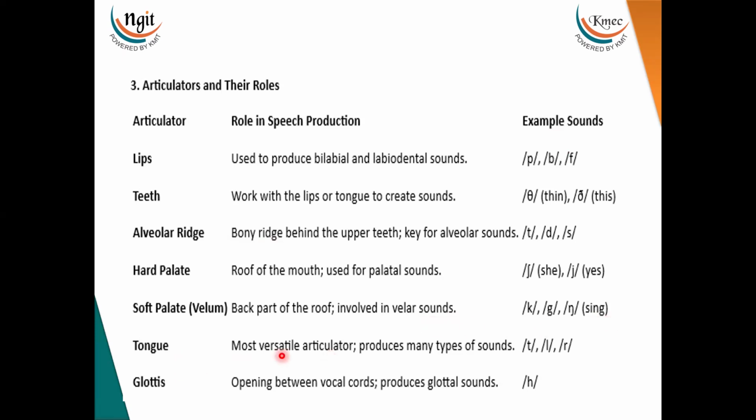Next is the tongue, the most versatile articulator, which produces many types of sounds. Basically, whenever we speak, our tongue is the most important organ, as most of the words we speak use this particular articulator. So it has a huge impact on many alphabets. For example, we can say cat. Glottis: the opening between the vocal cords is your glottis, which produces glottal sounds. For example, hat, HAT, can be considered.